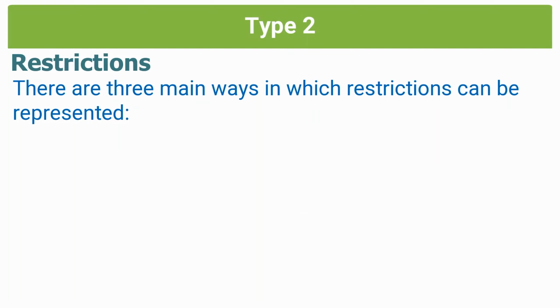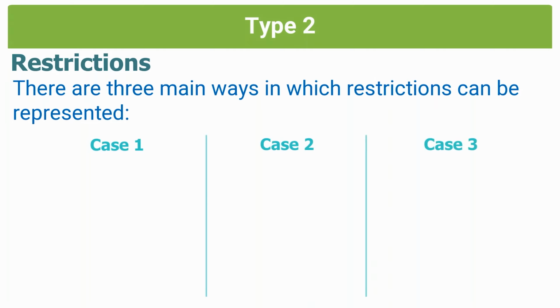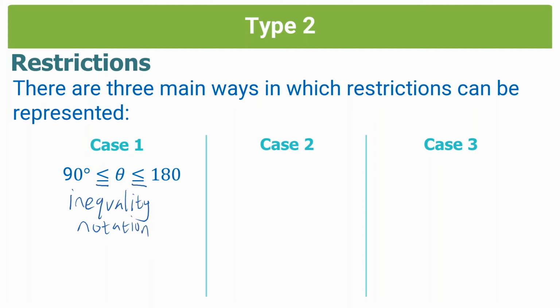We basically have 3 main ways in which we can represent a restriction. We have case 1, case 2, and case 3. So the first one is the one I've already shown you, which is called inequality notation. This is called inequality notation because you can see we have inequalities here. And this restriction is basically telling us that the angle theta lies between 90 degrees and 180 degrees. So it's basically telling us that the angle theta lies in the second quadrant. And a little bit later, we'll go into detail about why this is important.